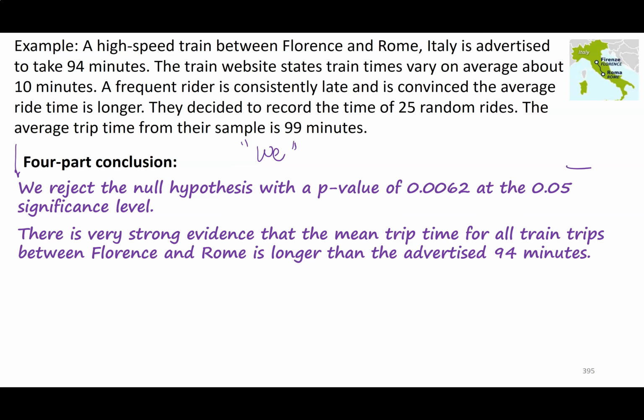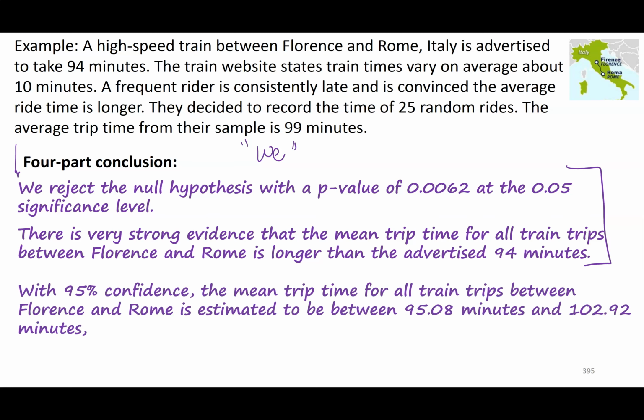So this is my two-part hypothesis test conclusion. Now for the confidence interval. So with 95% confidence, the mean trip time for all train trips between these two cities is estimated to be between 95.08 and 102.92 minutes with a point estimate, so this is just x-bar, of 99 minutes.